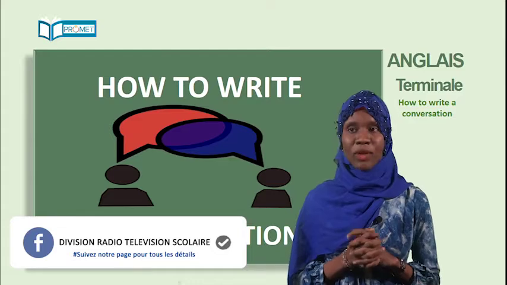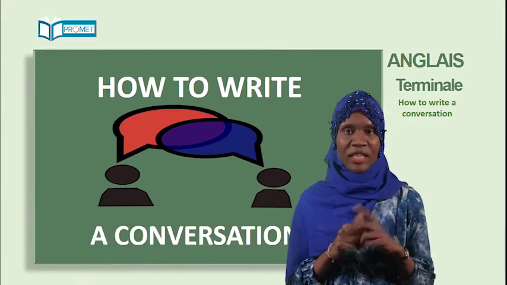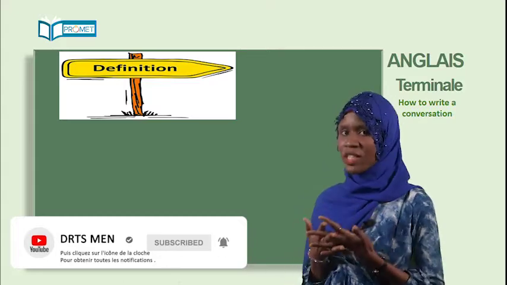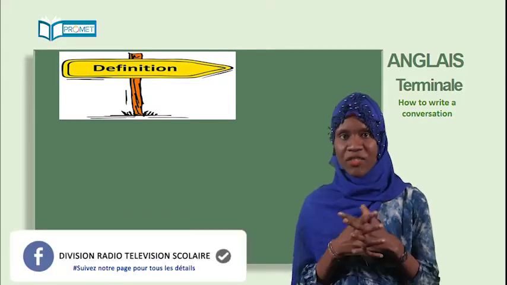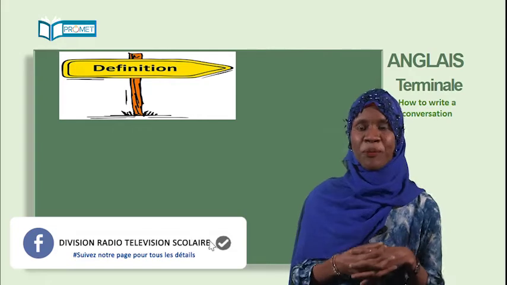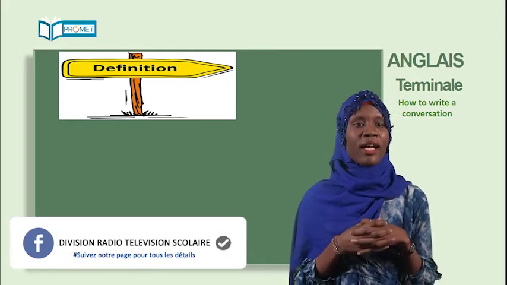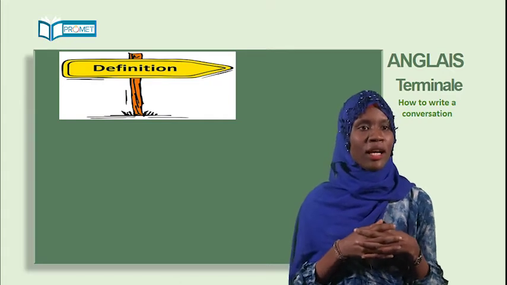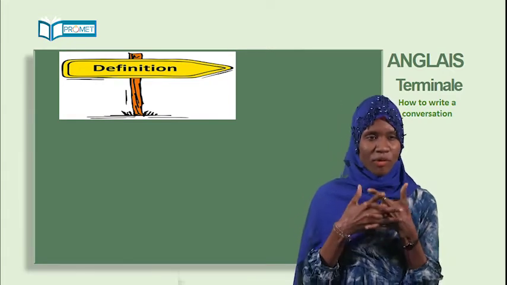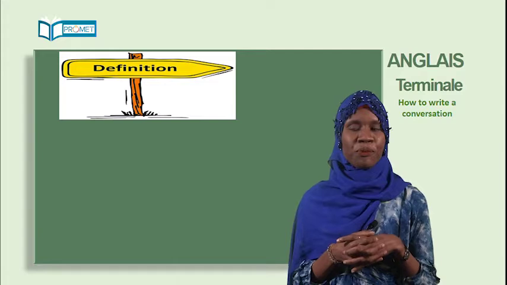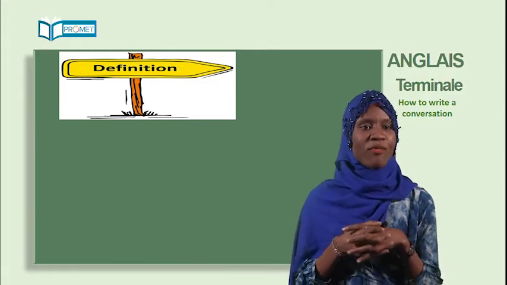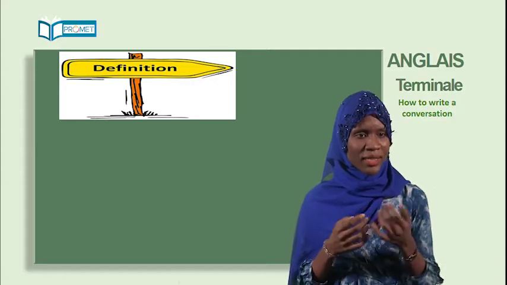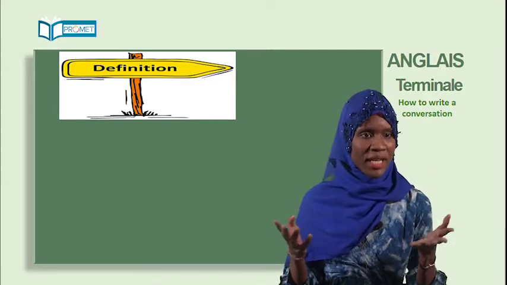Okay, I would like to start by giving a slight definition of what a conversation is. Who can help me give a definition? Yes, Aja? It's a type of writing. Excellent. What kind of writing? What type of writing is that? Yes, it's a type of writing where we have many characters.